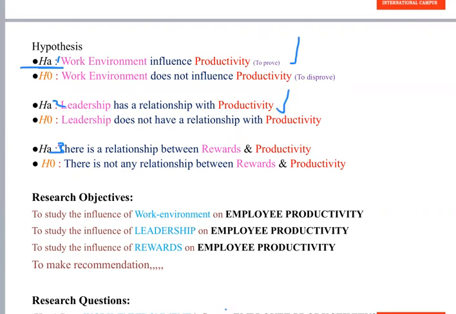The second hypothesis is that leadership has a relationship with productivity. And the third hypothesis, HA3, is that there is a relationship between reward and productivity. These three we have to prove, right?